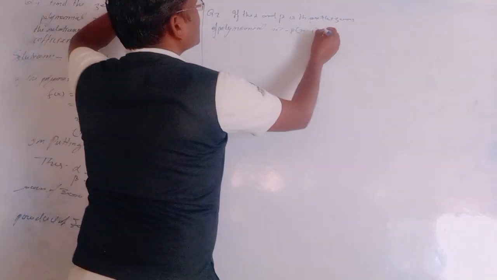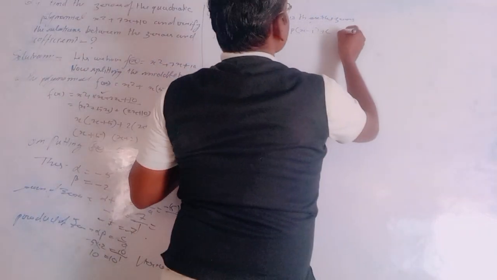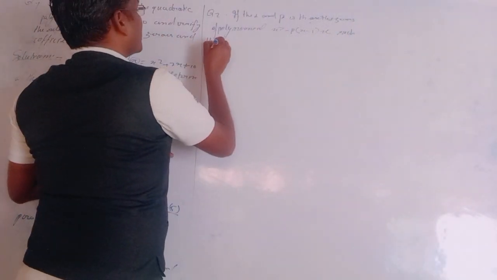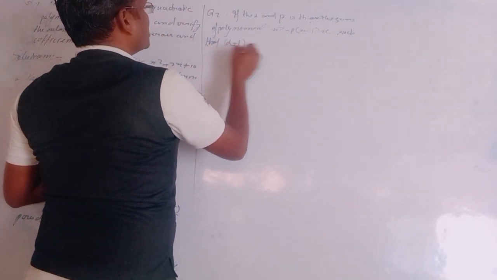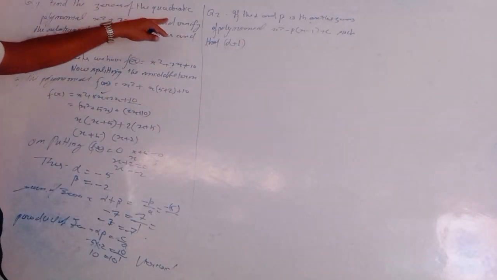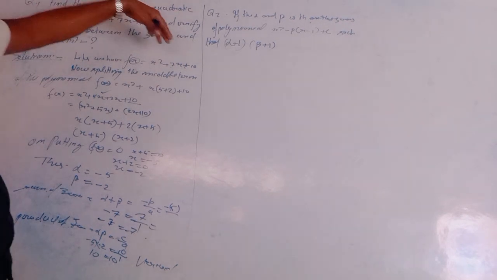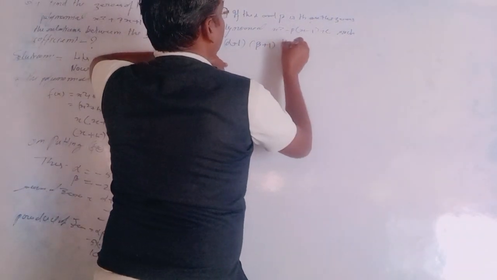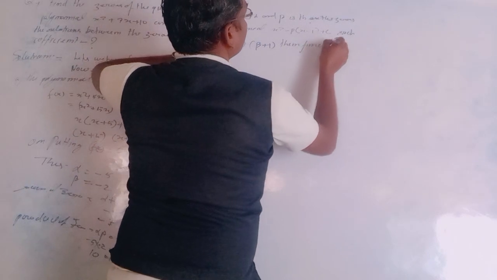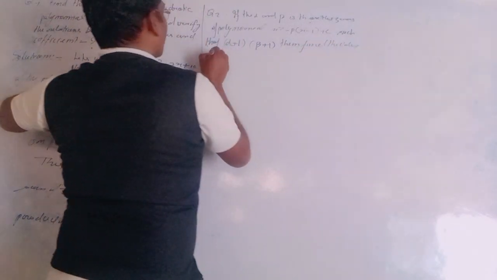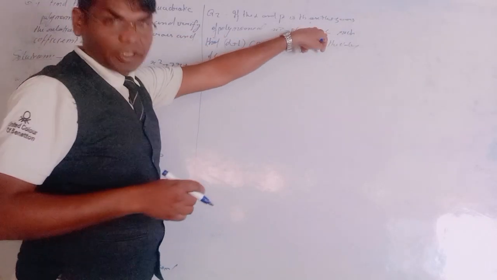...such that alpha plus 1 and beta plus 1 are the zeros, then find the value of c. So this c value we have to find out.